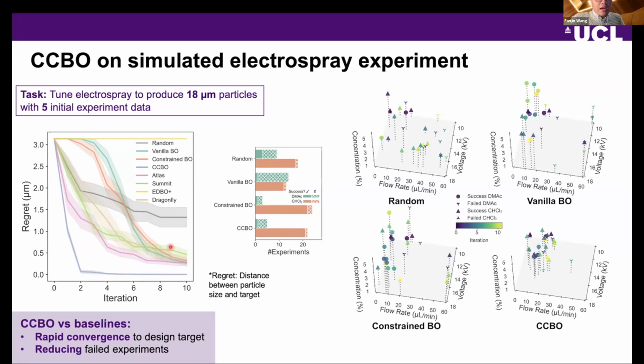And upon the request of our dear reviewers of the paper, we have added the benchmark against different state-of-the-art methods, such as Atlas, Summit, and Dragonfly. And just to show that Atlas is the only library that explicitly allows a priori unknown constraint Bayesian optimization. And on the right, I tried really hard to visualize these, thanks to the relatively low dimensionality problem I'm dealing with. And you can see how nicely CCBO selects experiments.